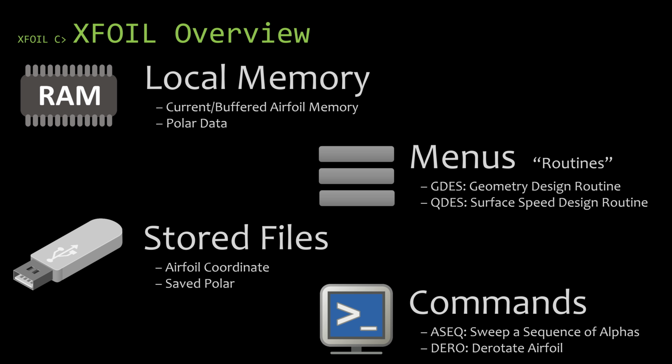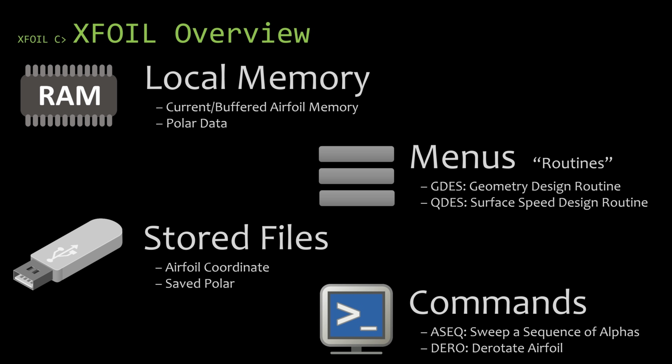So we'll start off with what I consider the four basic pieces of Xfoil. You can categorize these four into two different types of objects. You've got memory types of objects and you've got code types of objects, which makes sense. This is software, it's just using code to work on memory, but that's the subject of a different video. All right, so let's go over these four.